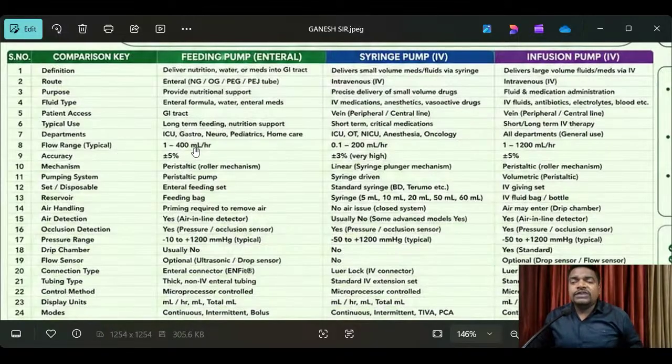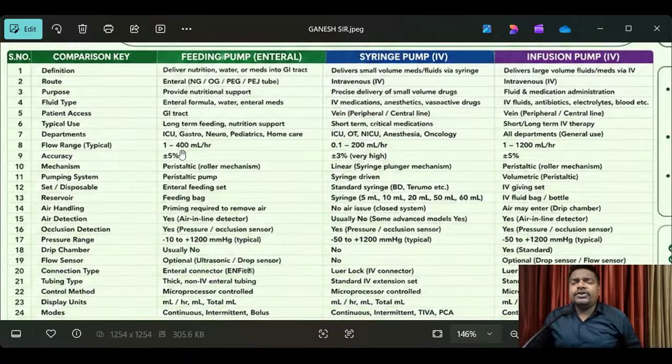Now when it comes to the feeding pump, see here, 1 to 400 ml per hour. Okay, understand? One of the syringe pump basis, I'm not taking any make, model, or manufacturer, because hundreds of companies are available, but I'm going to give the base points of all medical equipment. Okay, 8 points here.